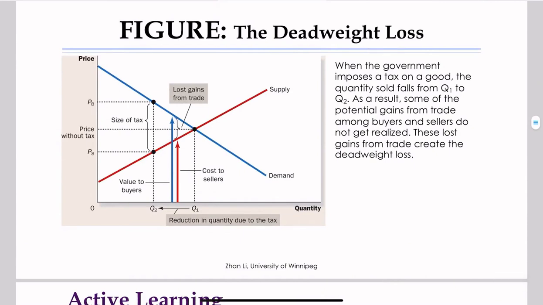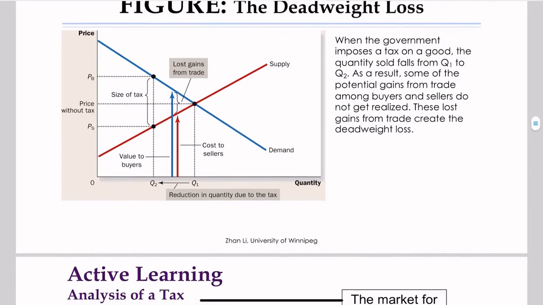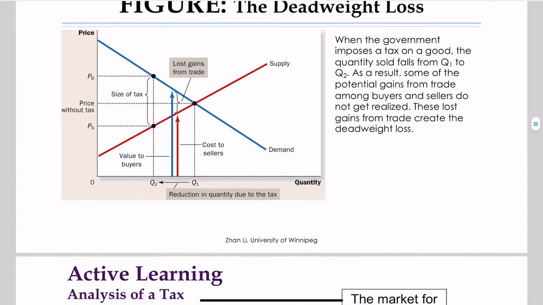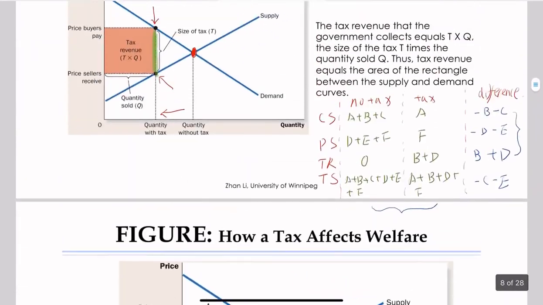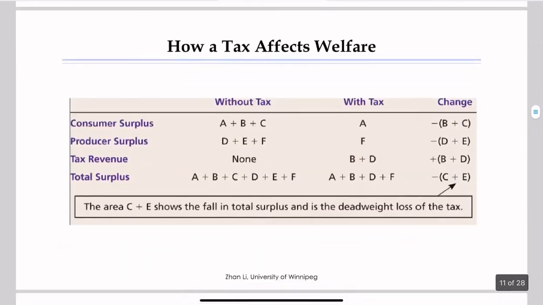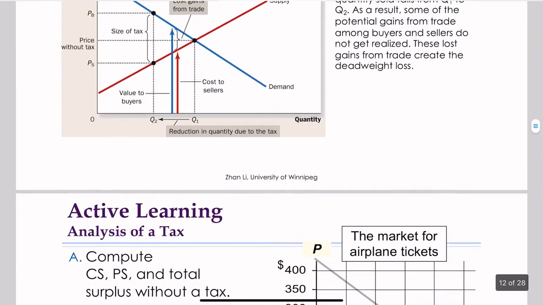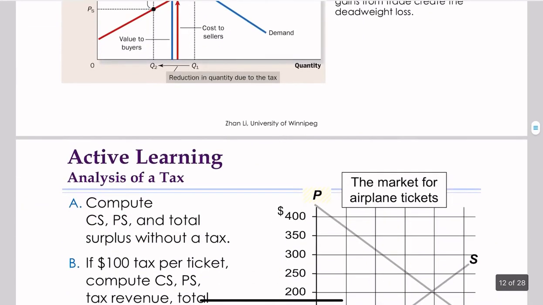Okay, what's the economic intuition behind this result? So why do we get this deadweight loss? Well, okay, I think this picture is pretty complicated. So let me draw a simpler one for you.